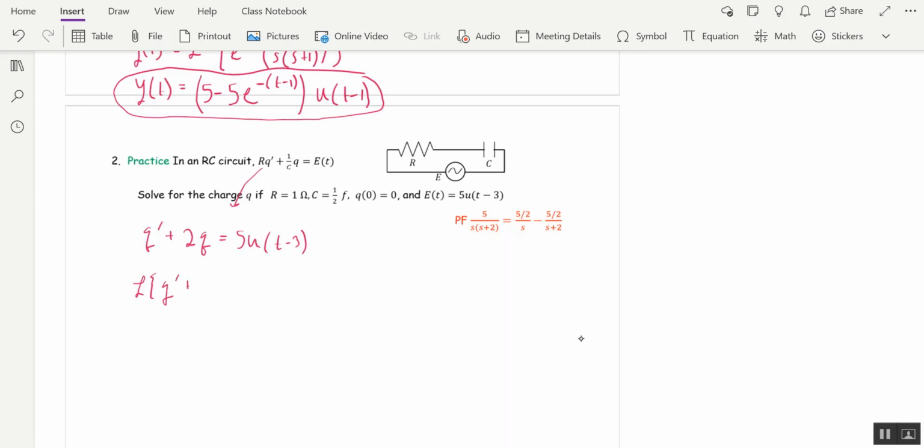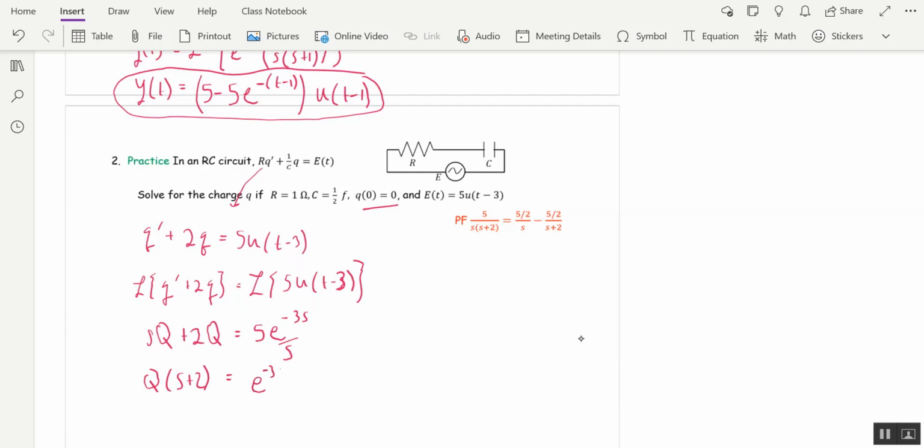L of q prime plus 2q is equal to L of 5u of t minus 3. So on the left, I get S big Q minus Q of 0. Q of 0 is 0. So plus 2 big Q equals, I'm going to use formula 14 just like we did before, 5e to the negative 3s over s. So factor out a big Q, s plus 2 comes over here, and that's e to the negative 3s, I'm going to take that out, times 5 over s.